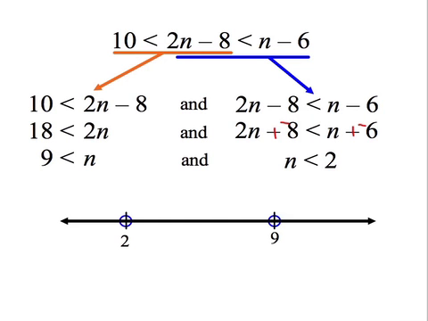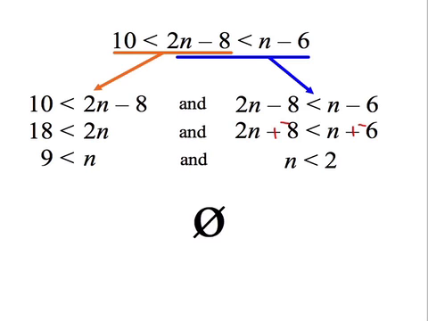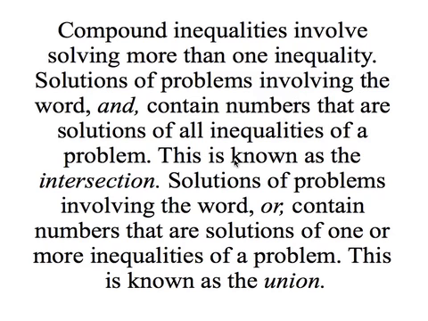Well, 9 is less than n really means that n is greater than 9, which would send our arrow to the right. And if n is less than 2, that sends the arrow to the left. That's fine if it's an or problem, but it's an and problem. There are no numbers that are both greater than 9 and less than 2. So this is a special case problem. It's the empty set. There is no solution to this compound inequality.